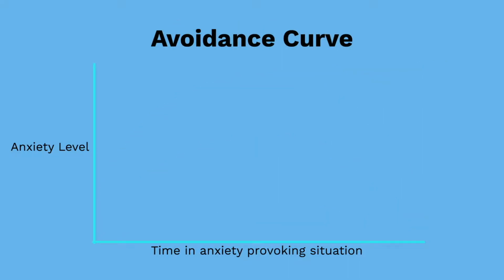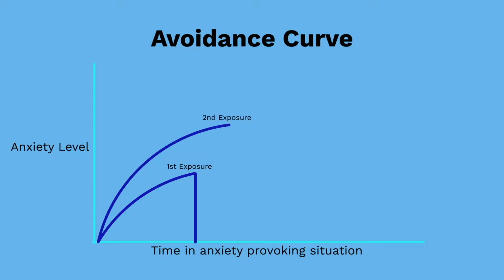Now let's look at this curve if we avoid the situation. So here is our first exposure to the anxiety-provoking situation. We begin to feel quite anxious and nervous and start to panic or assume the worst will happen. We can't cope, so what do we do? We avoid. What this then means is that next time we put ourselves in this situation, our anxiety increases even further.